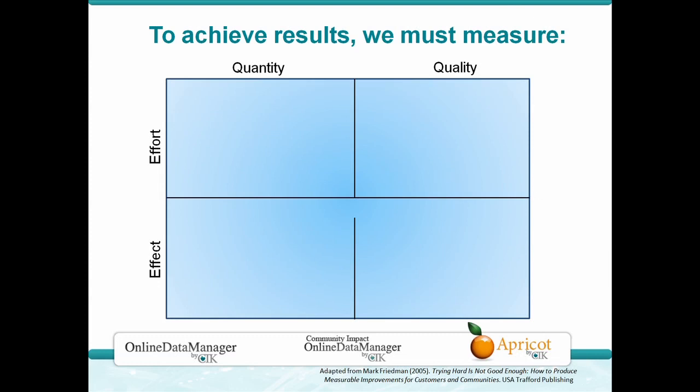So the first one is the effort and quantity at the top left hand, which answers the question, how productive are we? As a funder, I want to know how productive our agencies are. Are they serving 5 people, or are they serving 100? Are they providing 5 hours of counseling for each, or are they providing 100 hours of counseling for each?